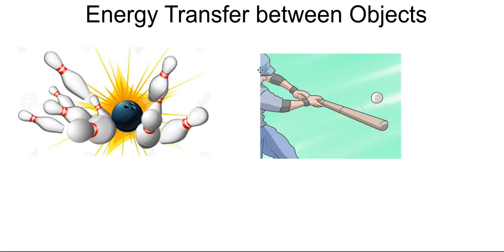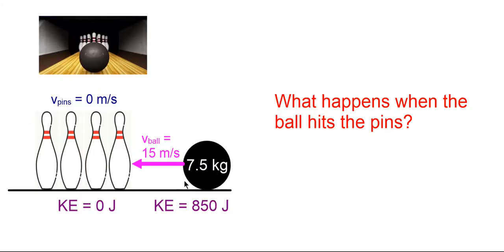In this video, we'll examine how energy can be transferred from one object to another. The classic example of this is bowling. If you bowl and the ball rolls down the alley just before it hits the pins, this is the situation. The pins aren't moving, are they? They have velocity of 0, so they have kinetic energy of 0 joules.